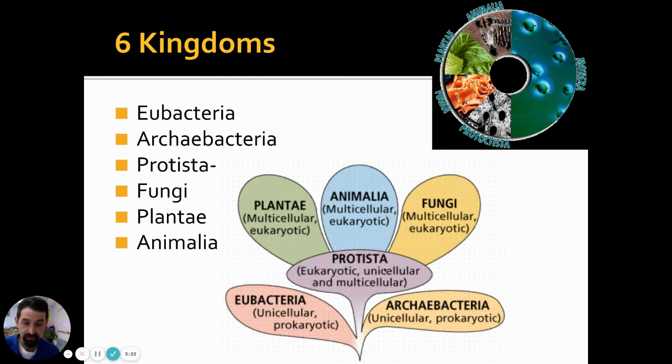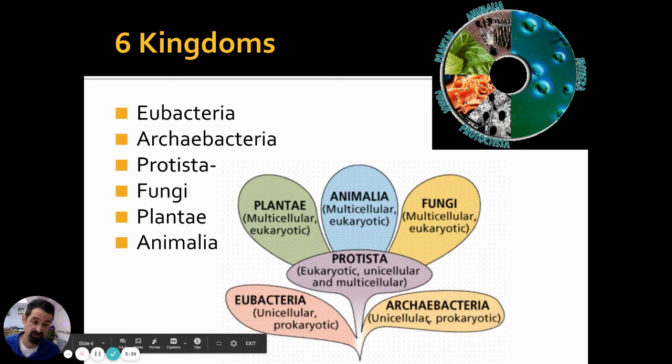Protists are eukaryotic, but from there on out, they can be unicellular, multicellular, heterotrophic, autotrophic. They can have a cell wall. They cannot have a cell wall. Their cell wall can have different things in it. And then we've got our eubacteria, our common bacteria that have peptidoglycan in their cell wall, and our archaebacteria that are unicellular and prokaryotic.